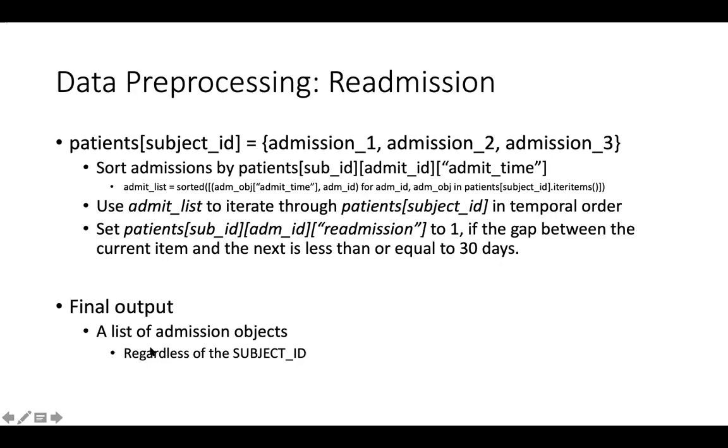So the final output would be a list of admission objects, regardless of the subject ID. So once you have all this, once you have the triple nested dictionary with all information populated, including the readmission label, then finally you need to convert that to a list of admission objects.